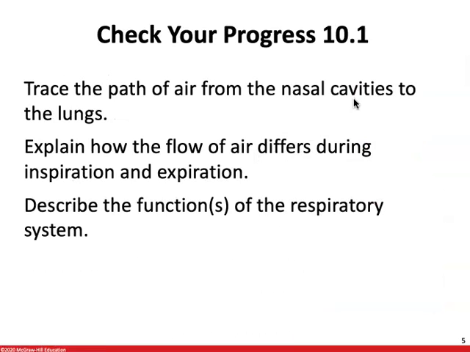All right, and that's it for this section. You should be able to trace the path of air from the nasal cavities into the lungs, explain how the flow of air differs during inspiration and expiration, and describe the functions of the respiratory system. Focus on the first one and the third one, tracing the path of air from the nasal cavities to the lungs and describing the functions of the respiratory system. We're going to focus quite a bit on inspiration and expiration in a later section, so that'll be coming up. For now, just focus on tracing the path of air from the nasal cavities to the lungs and describing the functions of the respiratory system.